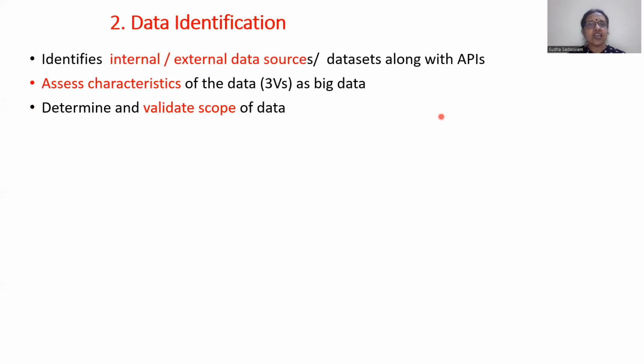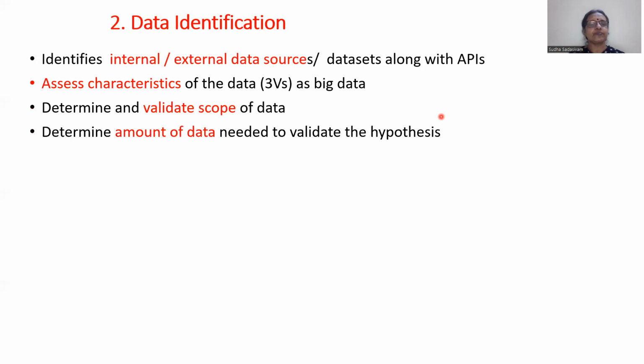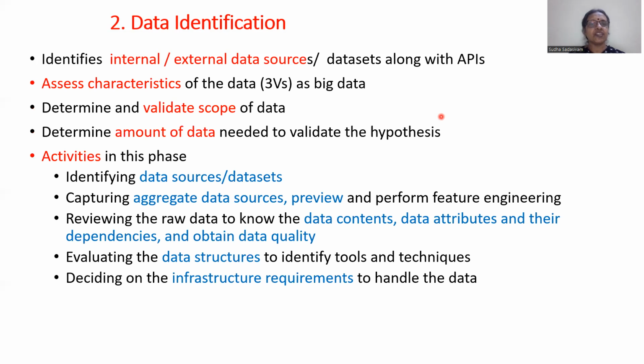Then it assesses the characteristics of big data and validates the data source, as well as the scope, the amount of the data, as well as the framework that can be used for storing this particular data. So that is the purpose of the data identification phase. It identifies the sources of data, whether it has the characteristics of big data, and it validates the scope of that particular data.